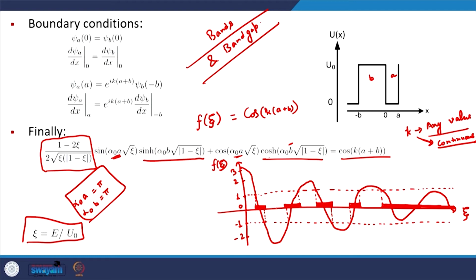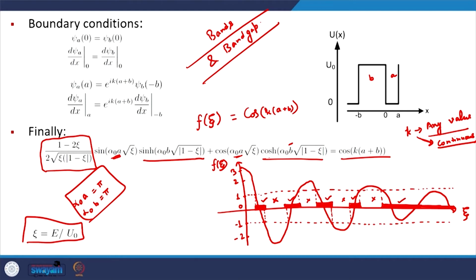And here also we can directly see that there are certain values of xi which are permitted for the electron, and there are certain values of xi which are not permitted for the electron. So, these permitted values, in other words, are the energy bands, the allowed energy bands, and these xi values where the electron cannot exist, these are the band gaps. Similarly, we can see it on the entire xi axis.